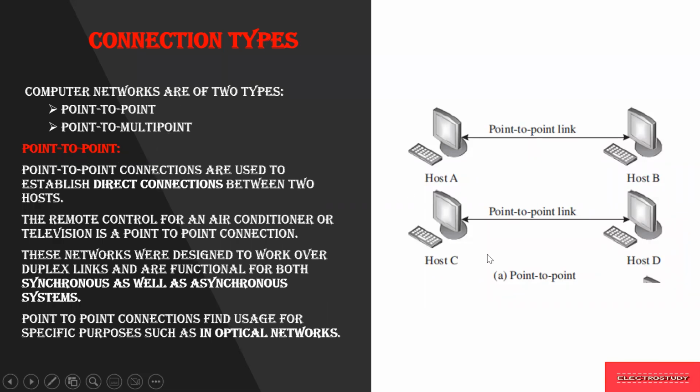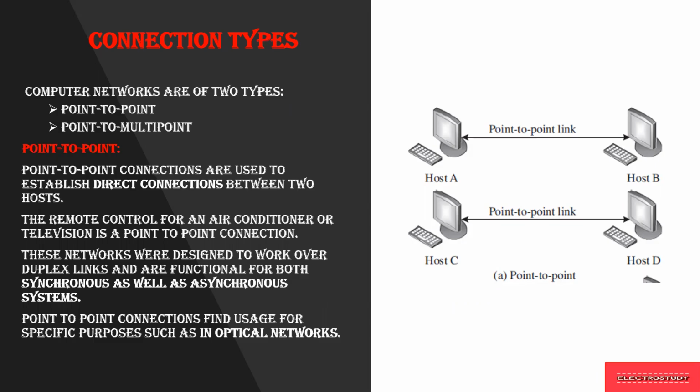So point to point, as the diagram tells, you have one host and another host, a point to point link, a direct connection. So this point to point network is referred to as a direct connection. There is no in-between server connected, it is directly interacting. The example for a point to point network is the remote control for an AC or a remote control for a television.